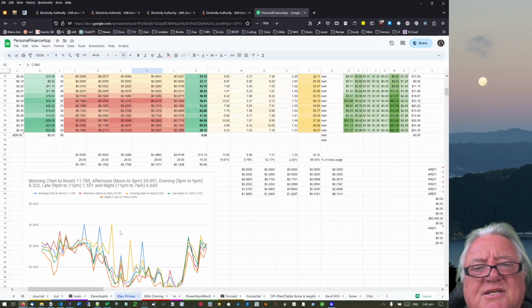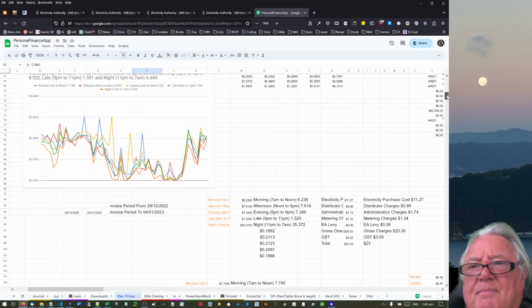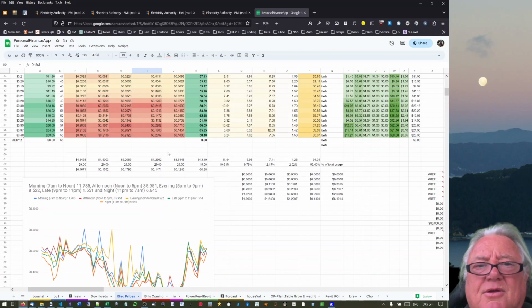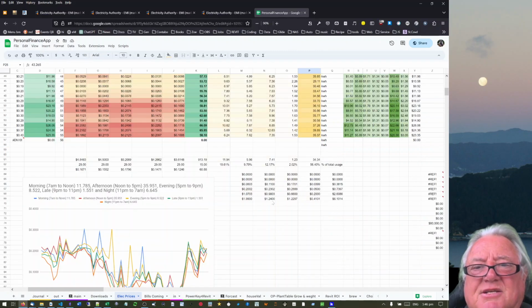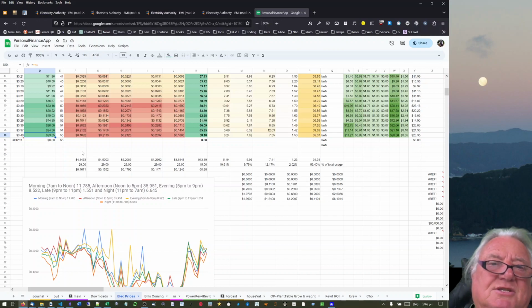But as I said, this is the first time I've been able to get the data and make behavioural changes such that it's actually doing something beneficial for me. So I hope that's of interest to you.